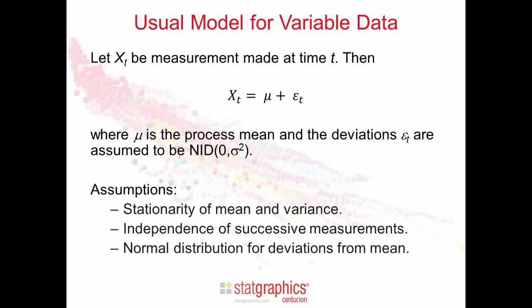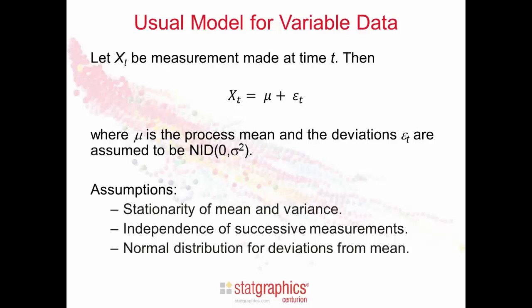Secondly, we assume that successive measurements are independent, that there is no correlation or feedback effect, if you like, from one time period to the next. And finally, we assume that there's a normal distribution, that the epsilons in particular, the deviations from the mean, are normally distributed, which makes the original data normally distributed.